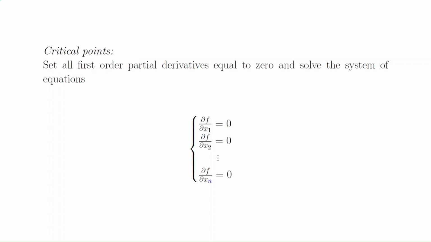Consider a function f of n variables x1, x2, and so on up to xn. First, we will find the critical points, which are the points where all first-order partial derivatives vanish. So, we will set each partial derivative equal to 0, and we will solve the system of equations.